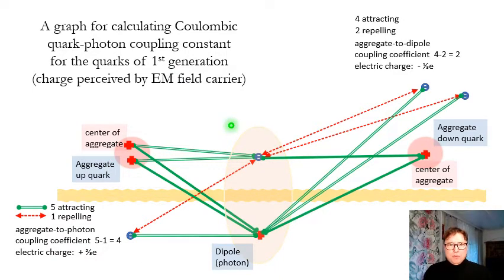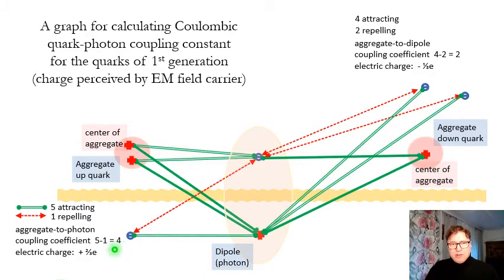The charge attribution to quarks functions more like for electrons shown earlier. So there is this relation between the dipole that represents the photon and the charged aggregates. So we take the connections between photon and the aggregate to calculate the number of attractive ones. Here we have 5 of them and only 1 repulsive one. So we take the attractive ones and subtract the 1 repulsive one and get 4. And this number 4 is then related to the number 6 we obtained for the electron.